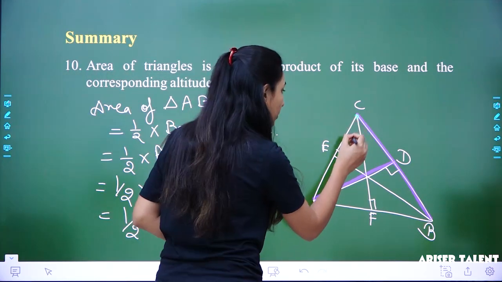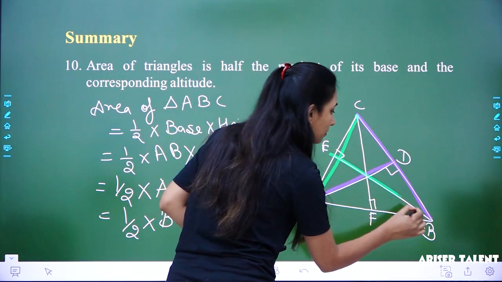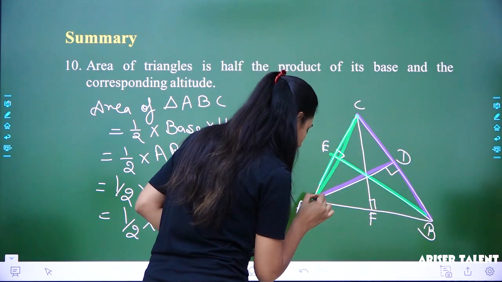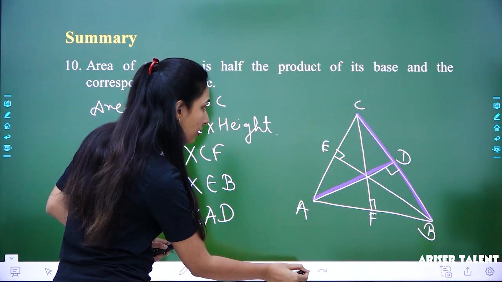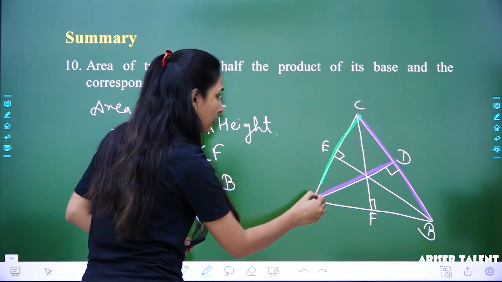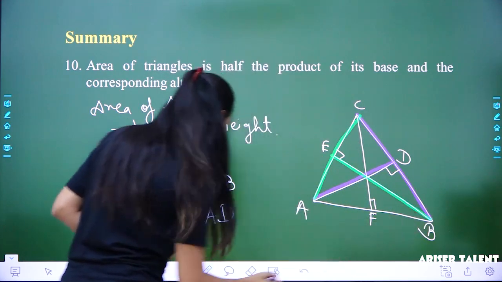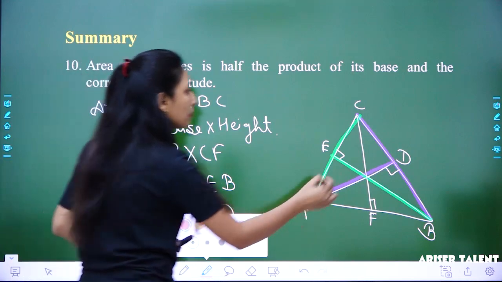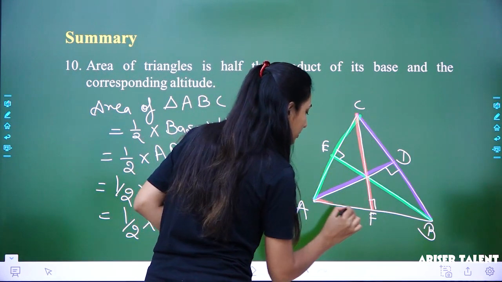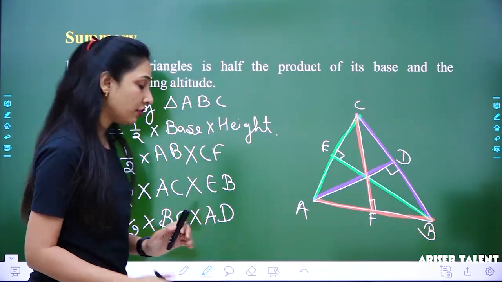This is another pair of it. This line is that. The third pair is here. Understood?